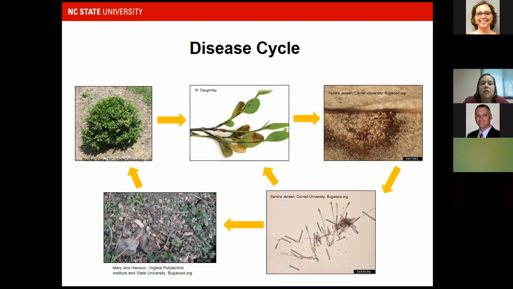So just to go over the disease cycle, the life cycle. Once you have a healthy plant and it becomes infected with boxwood blight, however the blight would be introduced, the symptoms will develop, and they will cause these lesions here. Lesions that will then begin sporulating. This is a zoomed in version of pictures I showed earlier. You see that white stuff on the back of the leaves. That's lots and lots of spores.